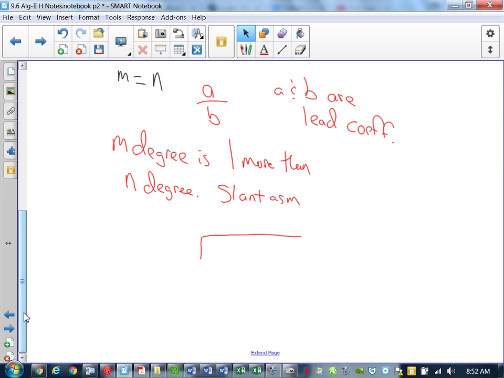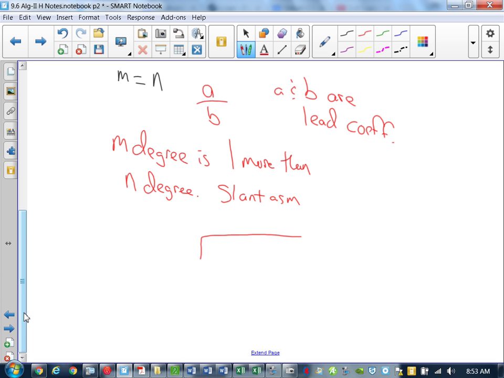I think on here, if you look at number 25 real quick, 25 has a slant asymptote. 25 will have a slant asymptote. Let me walk you through how I would find that again real fast.